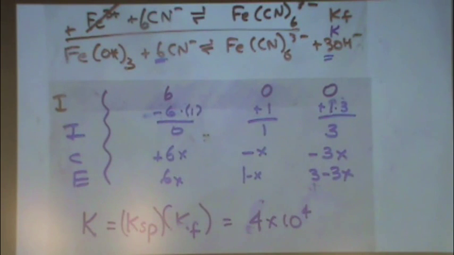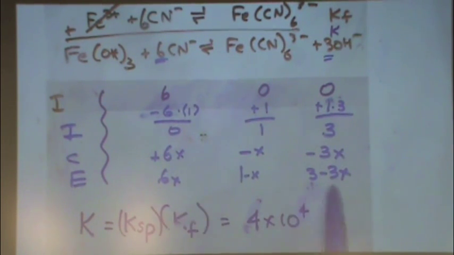I would set up my K expression. Would I assume x is small? Remember, shifting away from the favored side, I definitely would. You don't have to, but it makes your calculation easier. Shifting away from the favored side, and because of that, x is going to be small. Whenever you shift away from the favored side, x will be small. And that's really common in a KSP problem, and KF problems, and mixed K problems.